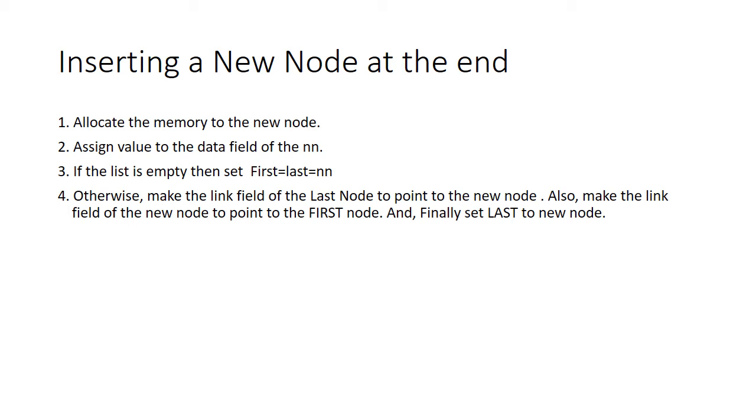Clear? If I don't have anything in the list, then for the very first node that you create, you enter the data in the data field of the new node, the pointer field of this new node will point to itself, and this new node will be treated as the first node as well as the last node.